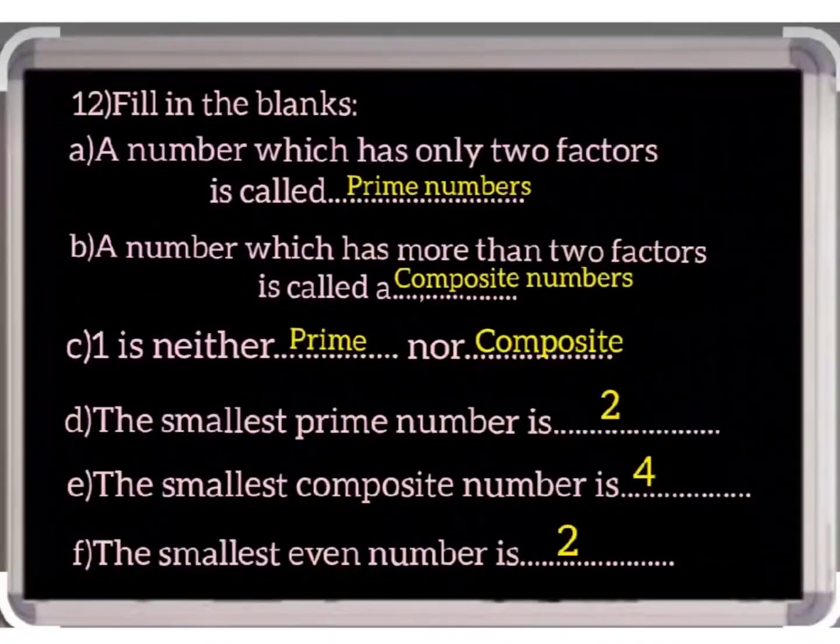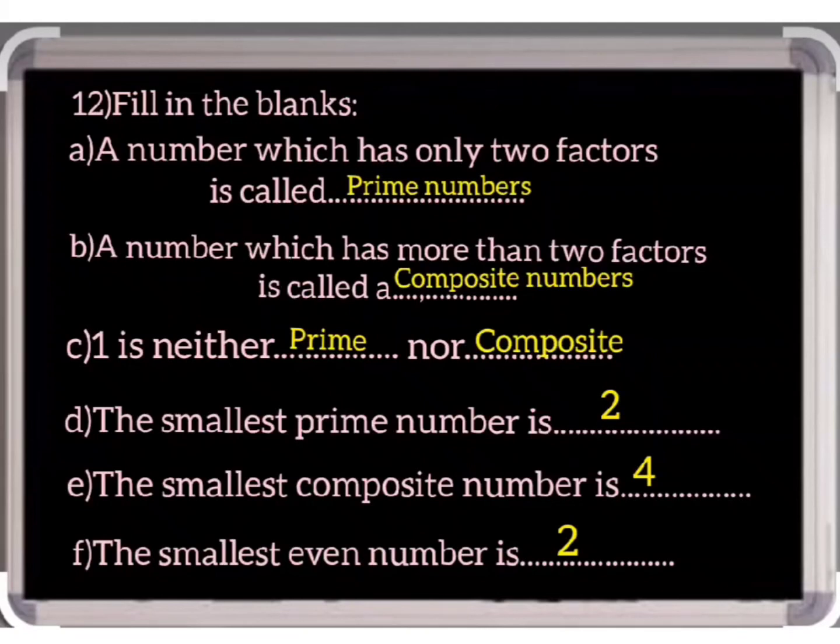A part. A number which has only 2 factors is called dash, prime numbers. B part. A number which has more than 2 factors is called a dash, composite numbers. C part. One is neither dash nor dash. One is neither prime nor composite. D part. The smallest prime number is dash. The smallest prime number is 2.